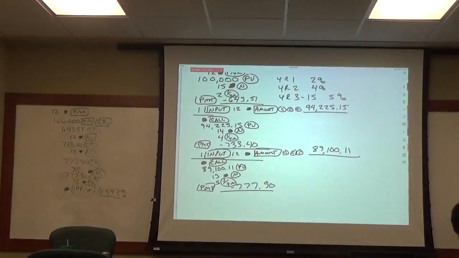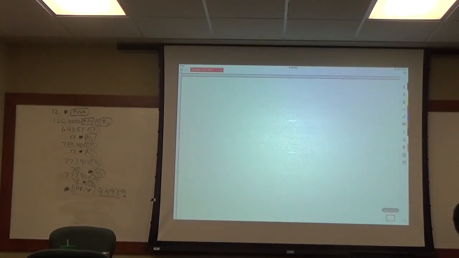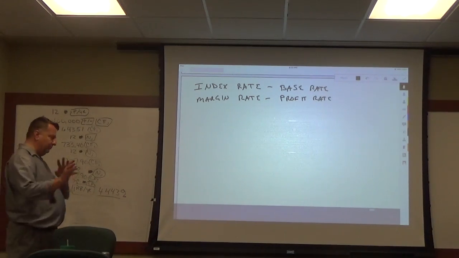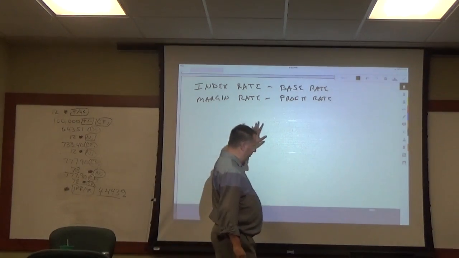Now, one of the things to sort of pick up on with adjustable rate mortgages are index rates and margin rates. The index rate is kind of a base rate. The margin rate is kind of a profit rate, if you will. This is my way of sort of explaining it. We both maybe do it slightly differently, but it all makes sense here in a second.